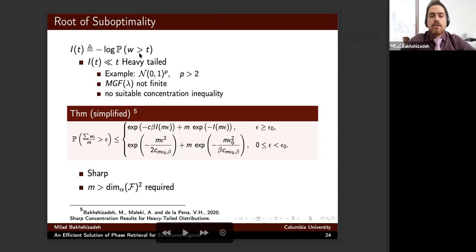So recall the definition of the rate function, the negative log of the tail, and the fact that we are working with a heavy tail distribution, which means the rate function is sublinear. One thing that I want to note is it's easy to get a heavy tail distribution. Basically, if you raise the normal distribution to any power greater than 2, you're going to have a heavy tail distribution. An important fact about this distribution is that the moment generating function is not finite at any point when the tail is heavy. And as I said, until recently, there was no suitable concentration inequality of the kind we were looking for. So this is another result we published in a different paper, which gives us the bound on the probability we needed.